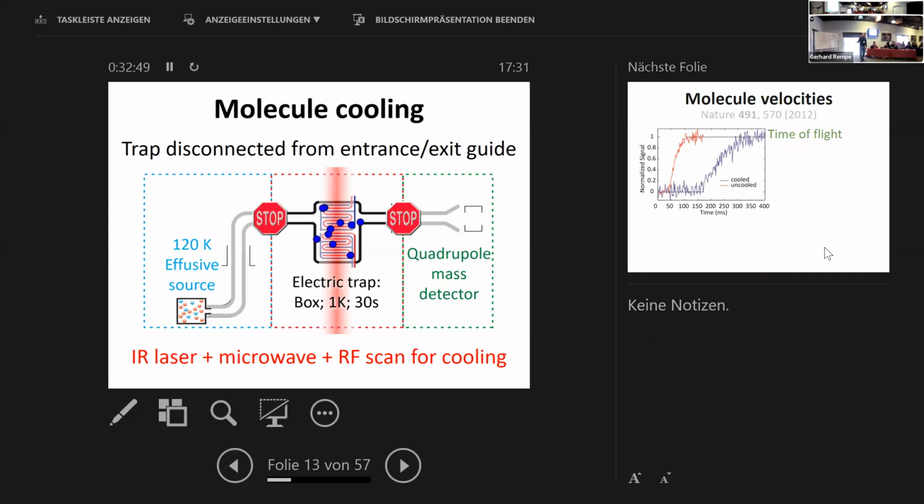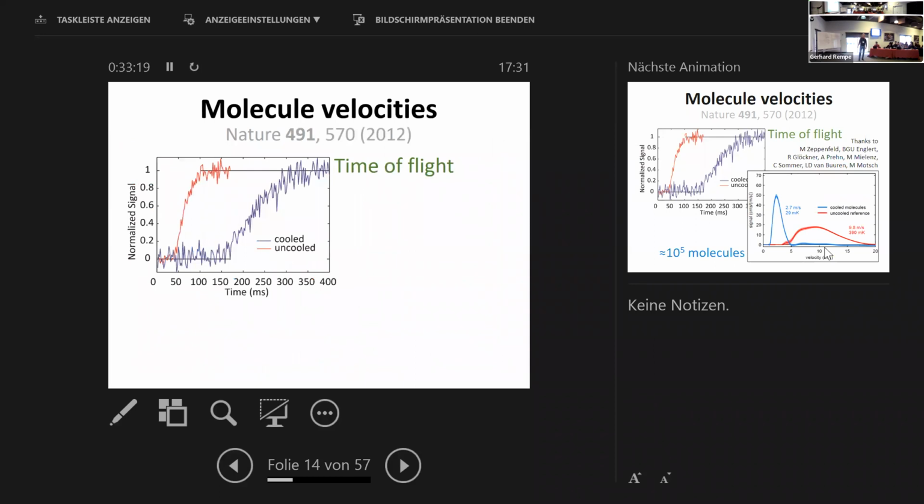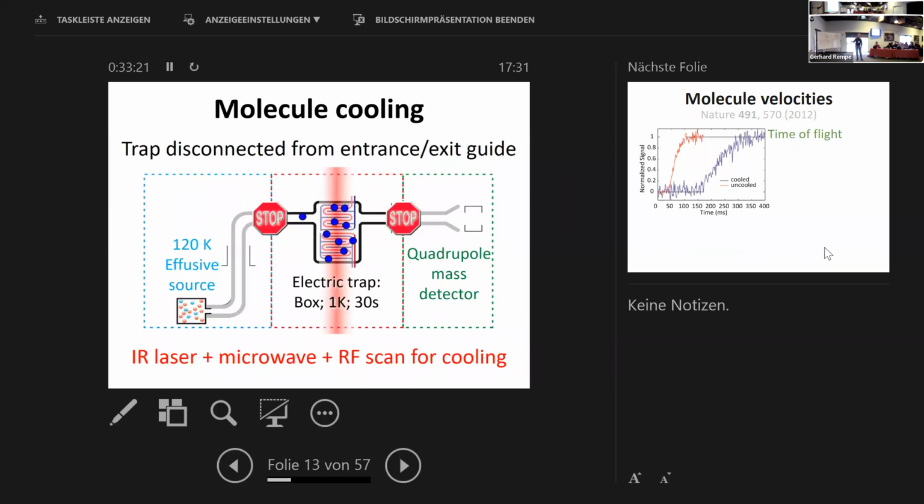And then we close the entrance hole by switching the voltages. One can almost close the guide here, one can almost close the guide there. Then the molecules are trapped for these 30 seconds, and we do cooling during this time. So we have the infrared laser, very much like I pointed out here. We have the microwave, we have the radio frequency, we scan it for the cooling. We implement the protocol as outlined before. That works pretty well. And then at some point we open the trap.